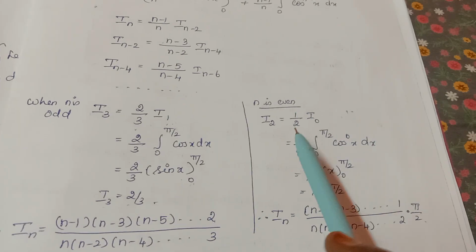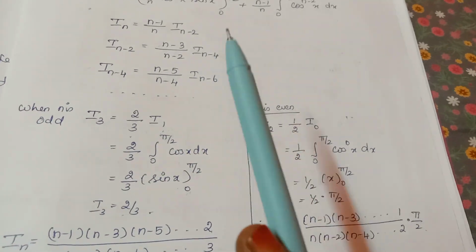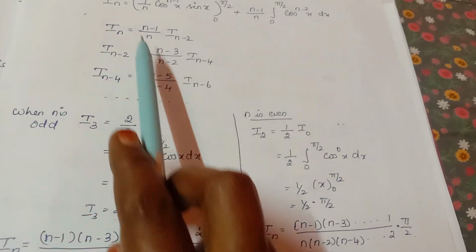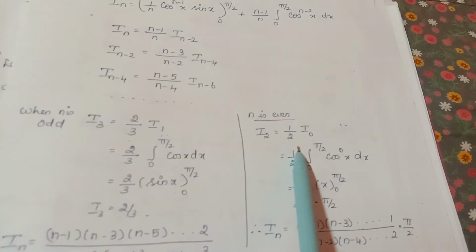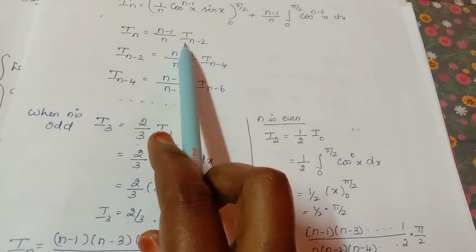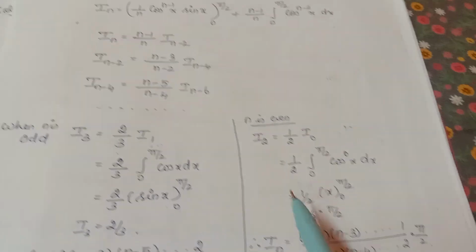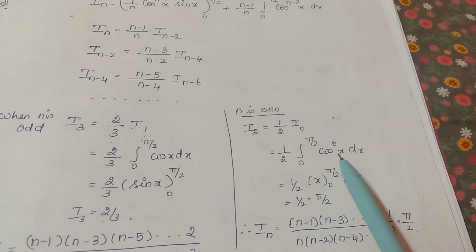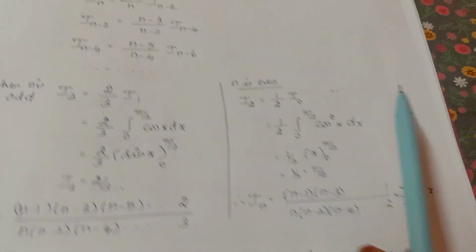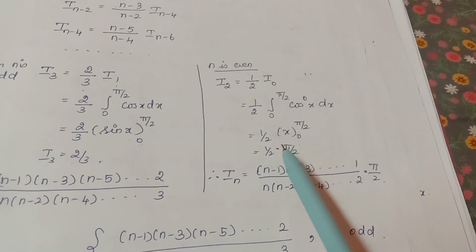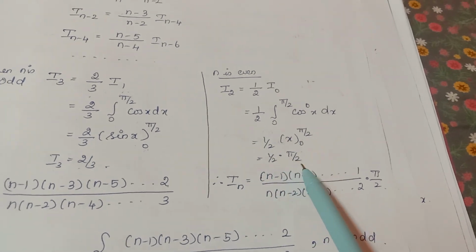Next, when n is an even integer, it will end up at I2. So for finding I2, take this formula: I2 equal to 1 by 2 into I0. For finding I0, this formula is not applicable, so you have to go to the question. Here if you put 0, it becomes integral of cos power 0 x dx. Cos power 0, anything power 0, is 1. So it is integral 1 dx, that is x within the limits 0 to pi by 2. So the answer is 1 by 2 into pi by 2.